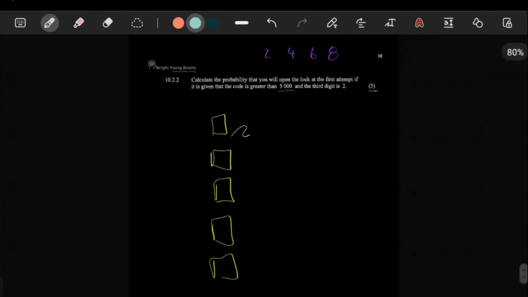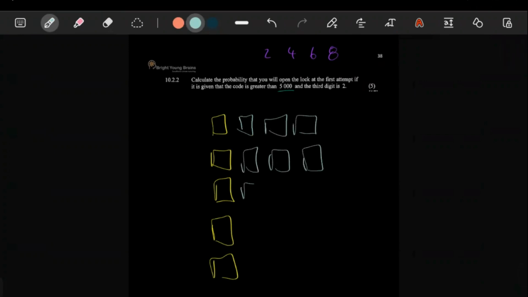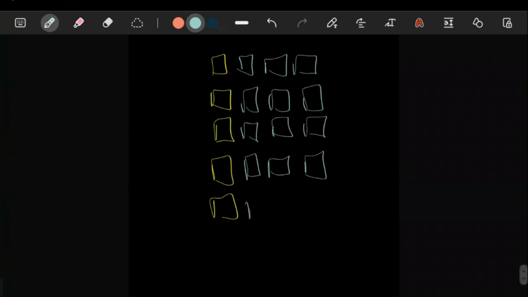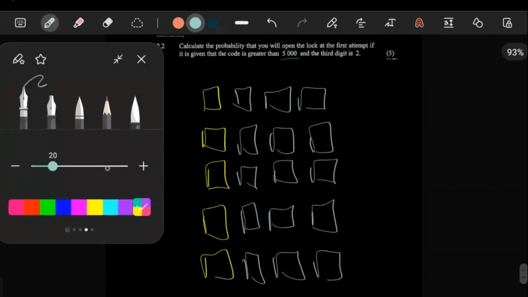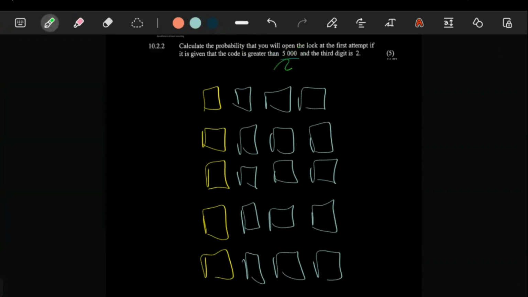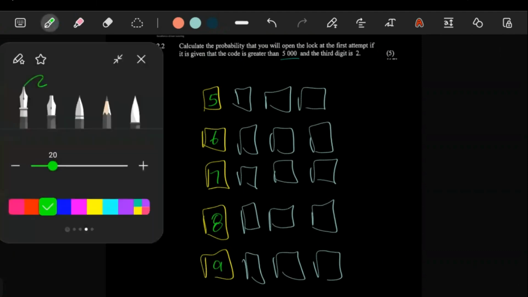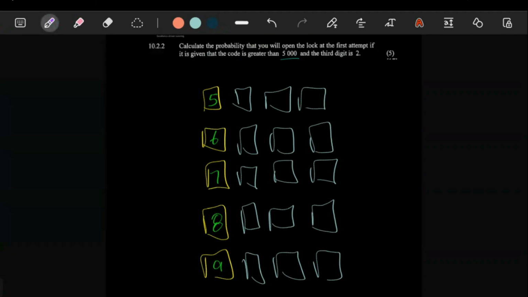The ones that start with a 5, obviously there are 4 digits to consider. And then the ones that start with 6, also 4 digits in total. Same for the ones that start with 8 and 9. From the specifications they told us, firstly these numbers have to be bigger than 5,000. So numbers can only start with a 5, 6, 7, 8, or 9. One other thing they told us is that the third digit has to be a 2.